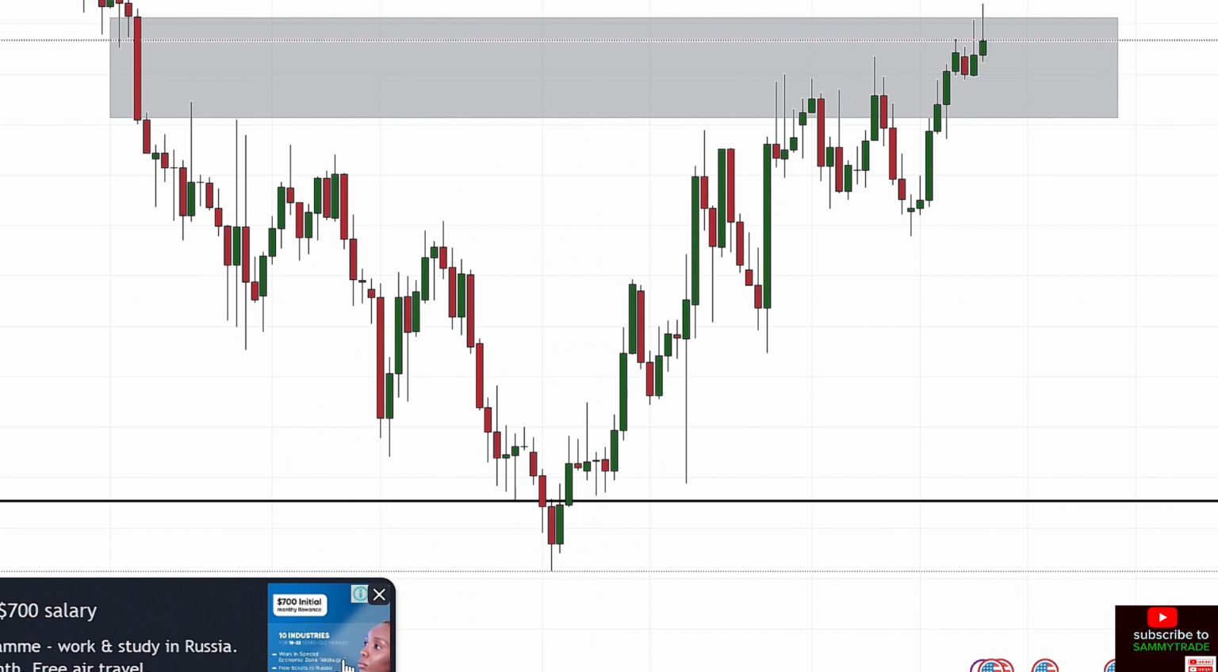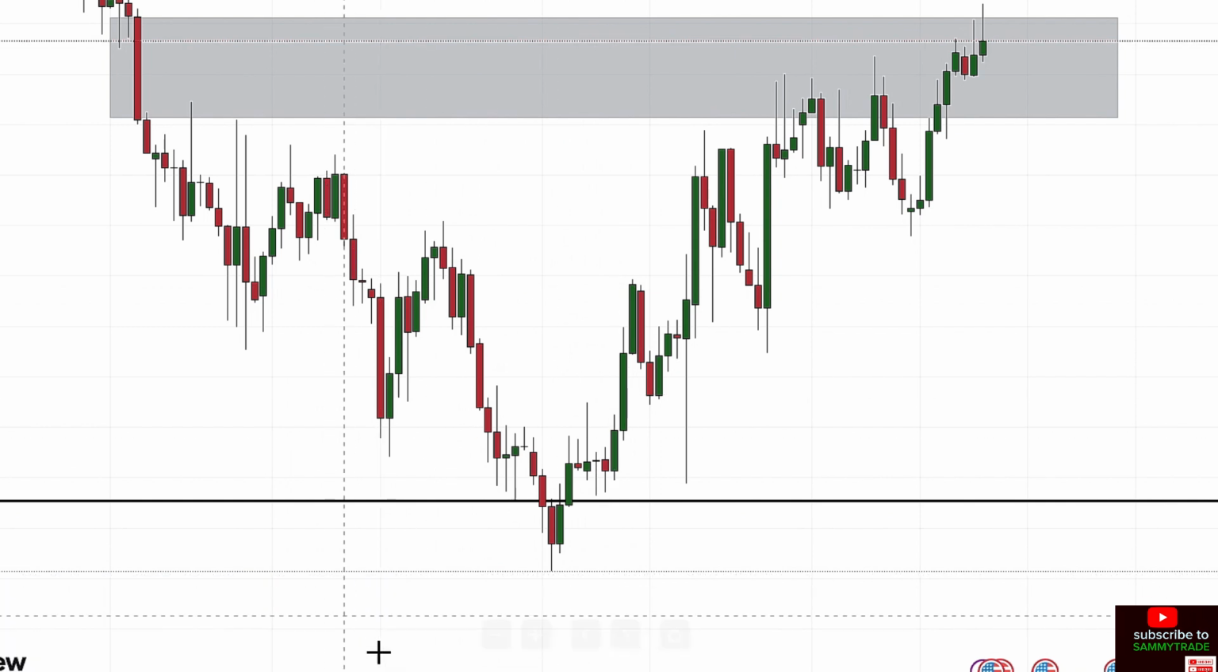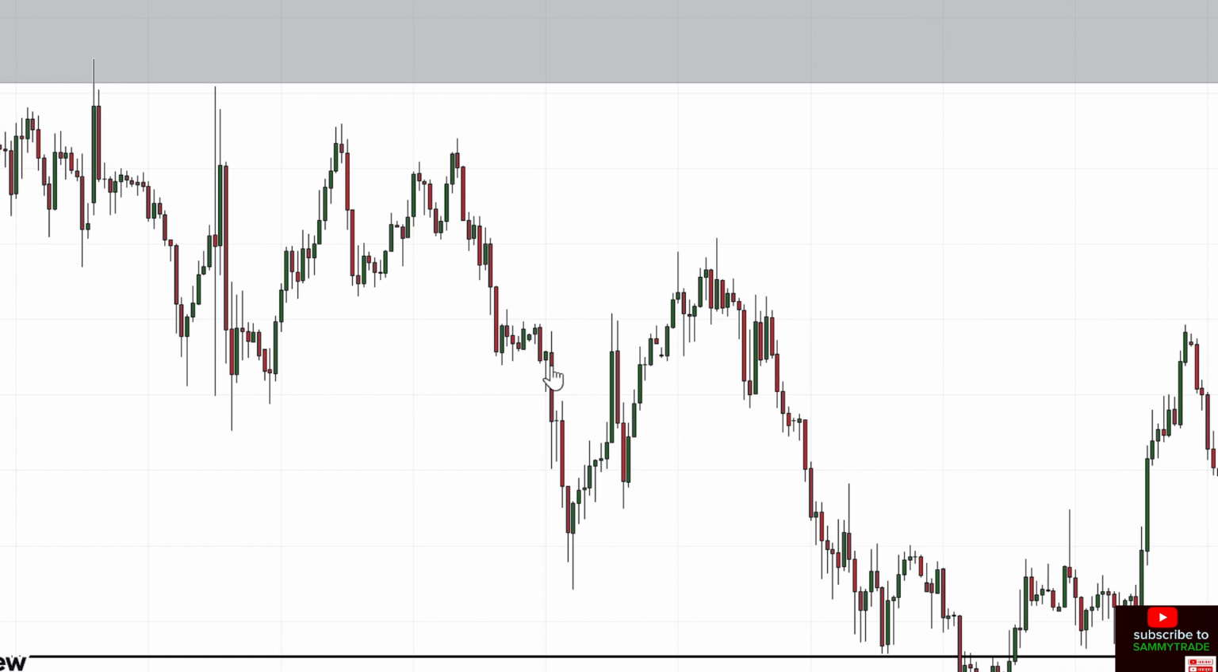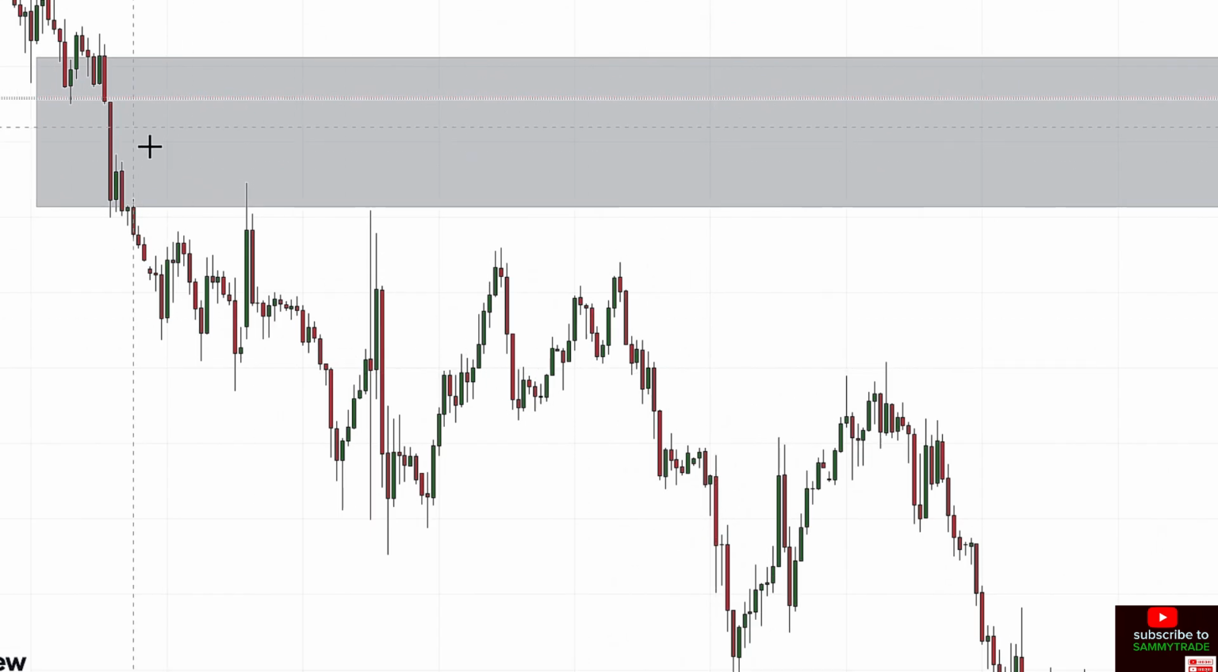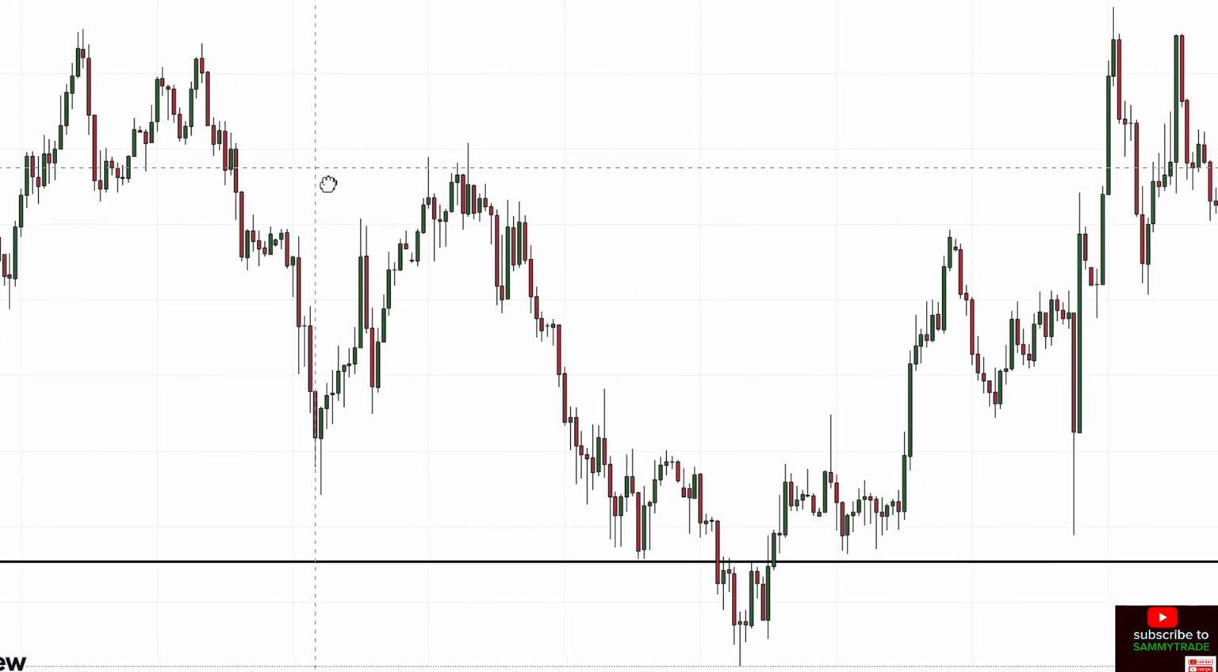Now, let's go down to the lower time frame. Let's look for our change of structure. All right, guys, so we are now in the 1 hour time frame. Remember this was the fair value gap that I spotted out. So this is our target.